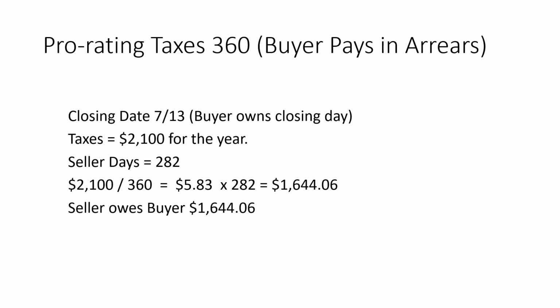Prorating taxes, 360-day method, that's a statutory year. This is where the buyer's going to pay the taxes after the closing. They're going to pay it in arrears. Closing date is July 13th. Buyer owns the closing date. Taxes are $2,100 for the year.